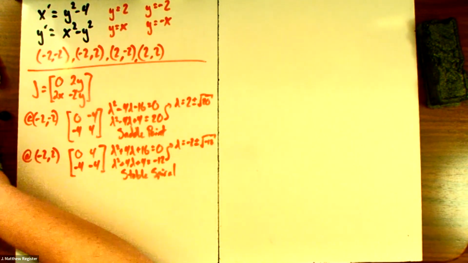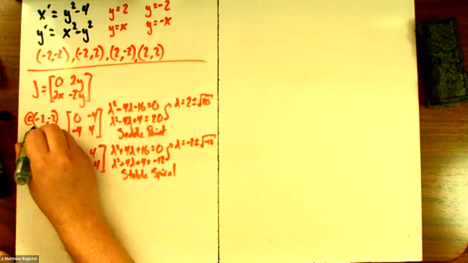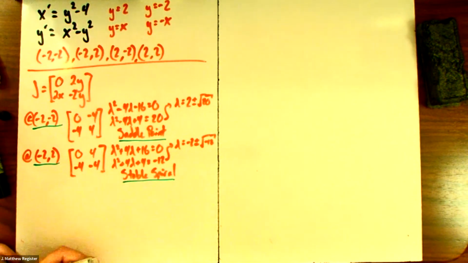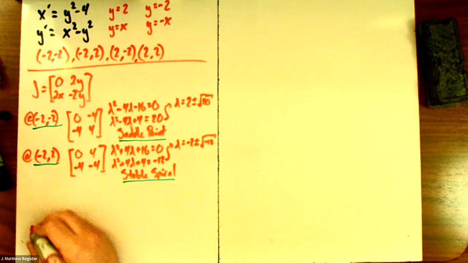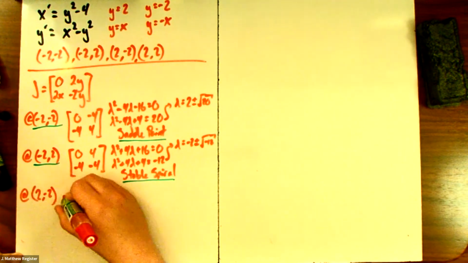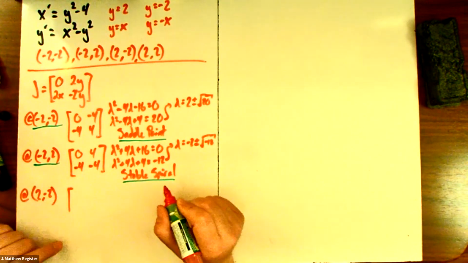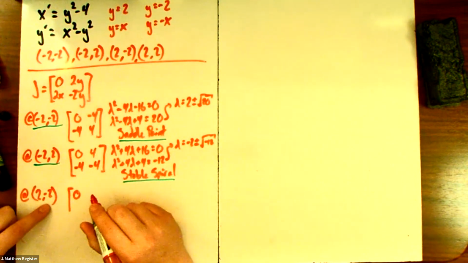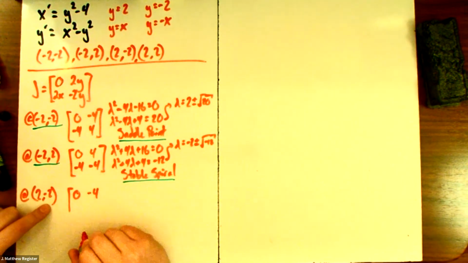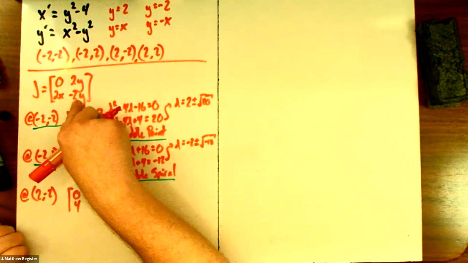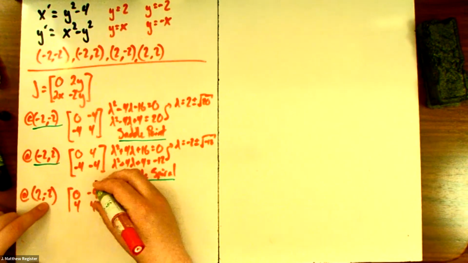I'll underline these just to make it a little bit clearer where we're at. So we got this one is a saddle point. This one is a stable spiral. For our next one, at the point 2, negative 2, we are going to have, again, 0. We're going to have 2 times y, so 2 times negative 2 is negative 4. We're going to get 2x, which is a positive 4. And then we're going to get negative 2 times negative 2, which is positive 4.